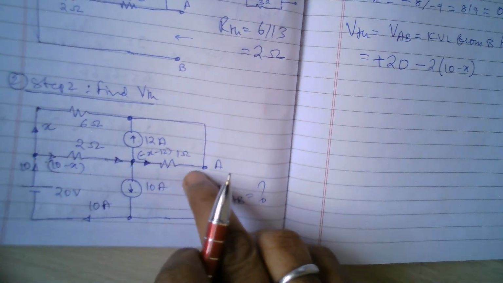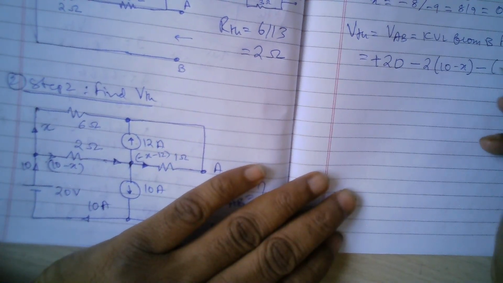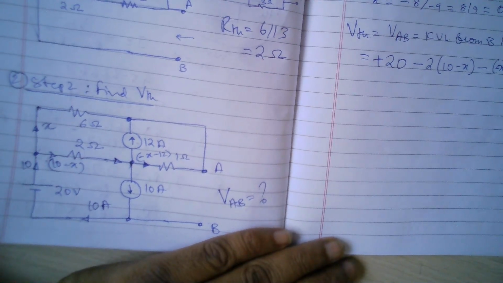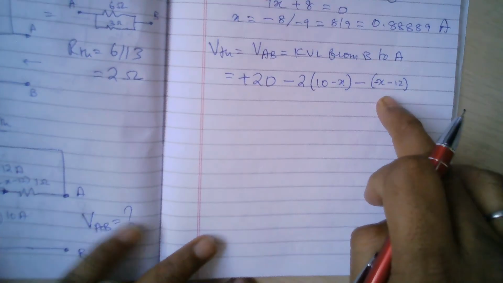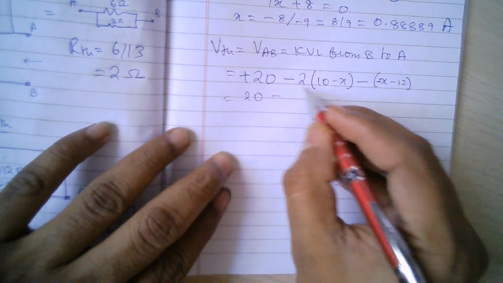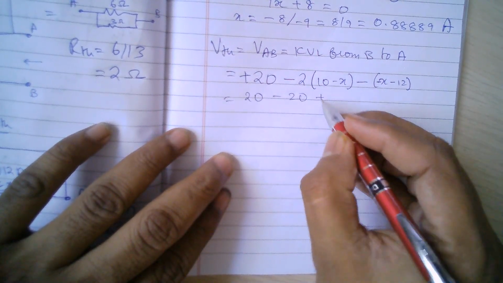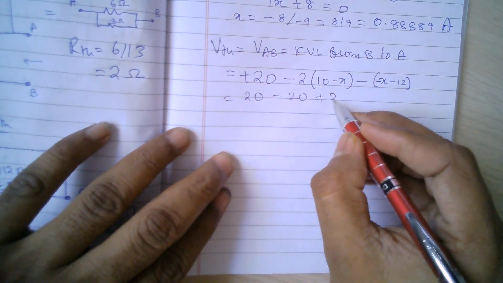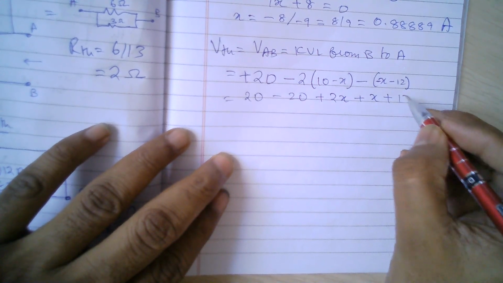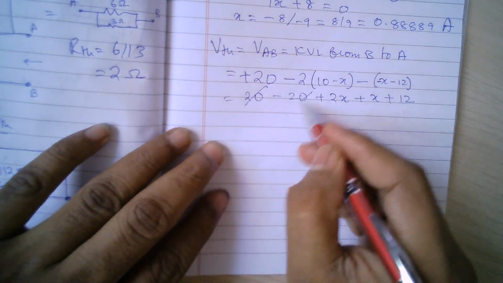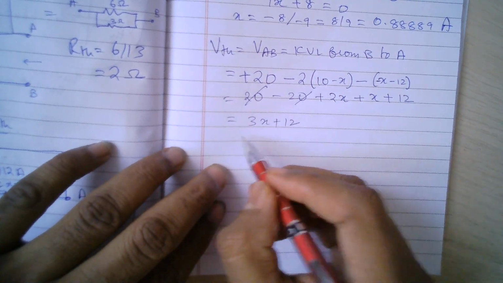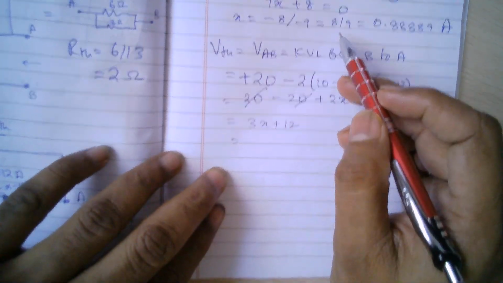Then again here I am losing my voltage, so minus of minus x minus 12 into 1. That is nothing but my VTH, which is 20 minus 20 plus 2x plus x plus 12. The 20s cancel each other, so 3x plus 12. And what is x? X is nothing but 8 by 9.